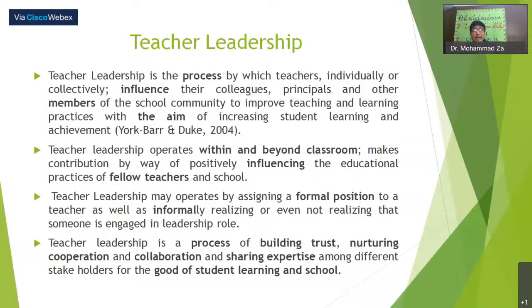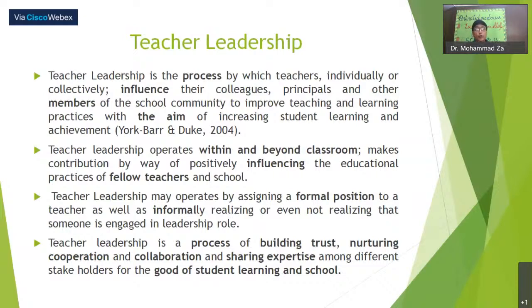The third thing, teacher leadership may operate by assigning a formal position to a teacher as well as informally, even without realizing that someone is engaged in a leadership role. In many schools, there may be an academic leader of teaching of mathematics who will guide all the teachers of mathematics in a particular school or in a particular district, and he has been given that position. He has been assigned that position that you have to lead the team of mathematics teachers for improving their teaching learning process.